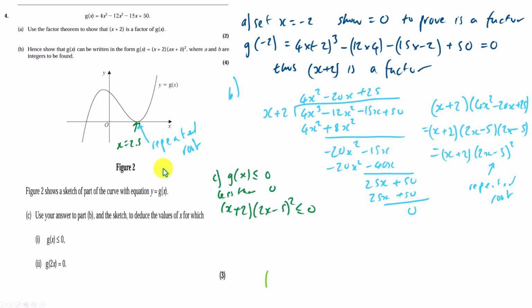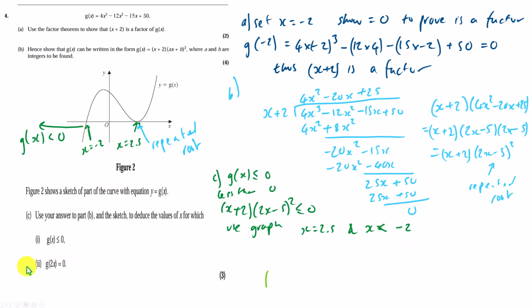So for part C, g of x is less than or equal to 0, and it says use your answer to part B, which is here. This is our answer that we have. We set it to less than or equal to 0. Now you can see the graph that it equals 0 at 2.5 and it's less than 0 to the left of this graph. So your two solutions should be x equals 2.5 and x is less than minus 2 going this way.